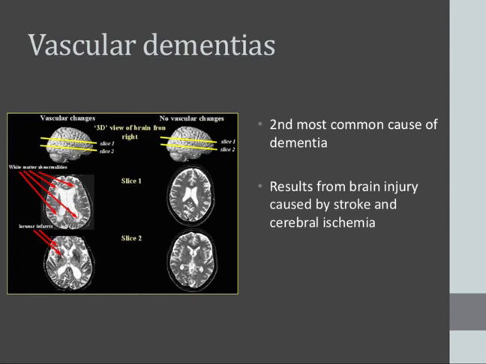Moving on to vascular dementias. These are going to be the second most common cause of dementia, resulting from brain injury caused by stroke and cerebral ischemia. And you can see on these pictures that we have vascular changes on this side. All these areas of white are areas of decreased cerebral perfusion or cerebral ischemia, and we have no vascular changes in this brain.